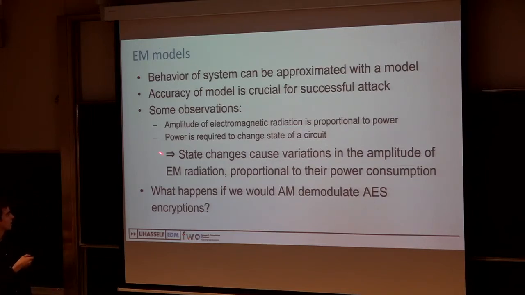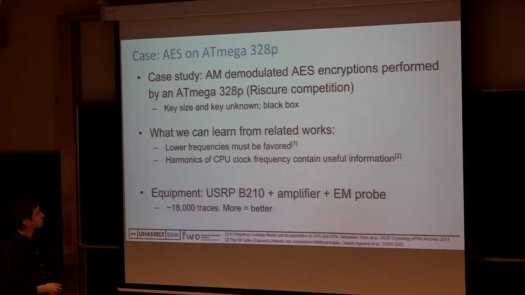Some observations that previous works have already made is that the amplitude of the EM radiation is proportional to the power, and that you need power to change the state of a circuit, of course, because if you change from a 0 to a 1 or from a 1 to a 0, you need to use some power. So that in turn makes it that state changes also cause variations in the electromagnetic radiation sent out by the device. Now, what would happen if we would AM demodulate AES encryptions?